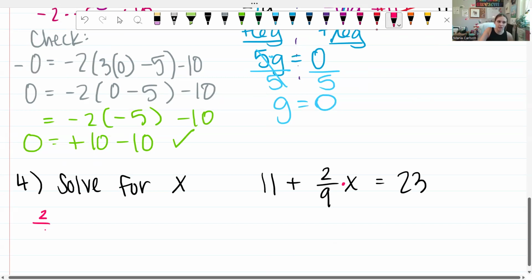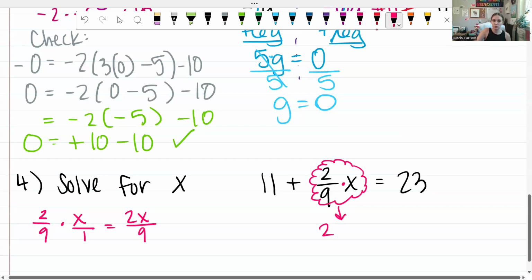So we have 2/9 times x, which is really the same thing as 2/9 times x over 1, because I can always take any number and divide it by 1. And then if I just multiply these two fractions, that's 2x over 9 times 1 is 9. So this piece right here, I'm going to replace with 2x over 9, and that's going to be helpful, and you'll see why in just a second. So our whole equation that we're going to solve is 11 plus 2x over 9 is equal to 23.